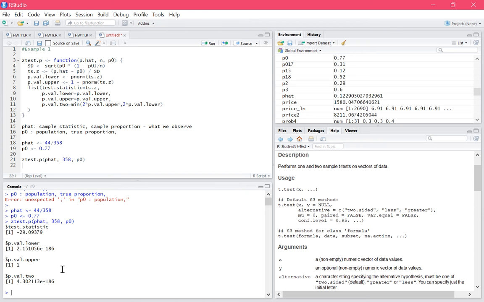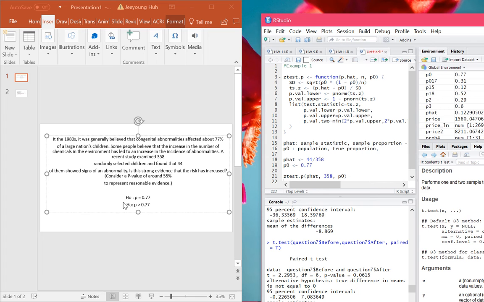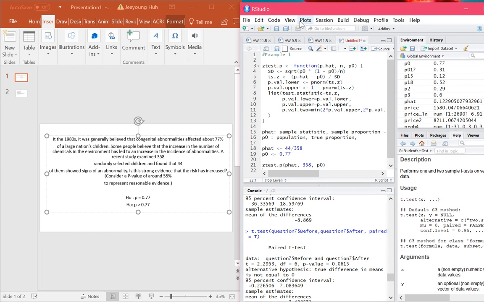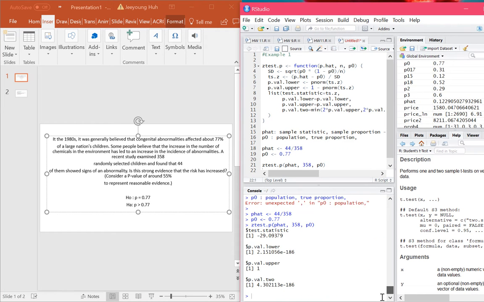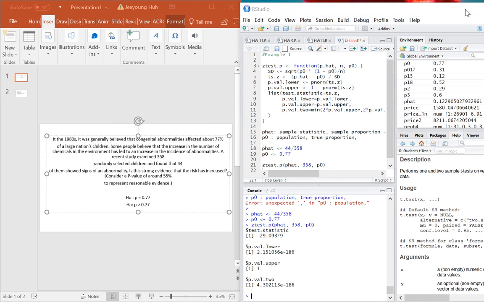So in this question, our null hypothesis was greater or equal to, and then alternative was greater than 0.77. So which p-value should we look at? The upper. Awesome. So that would be our p-value. Wait, that looks kind of weird. Hold on just a second.